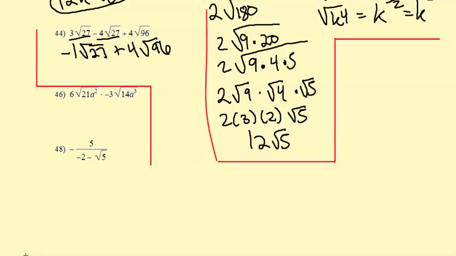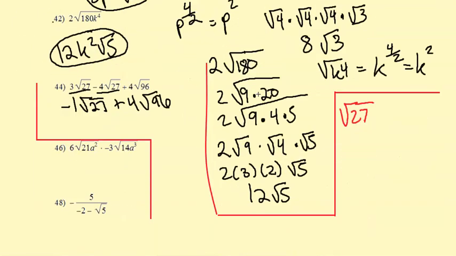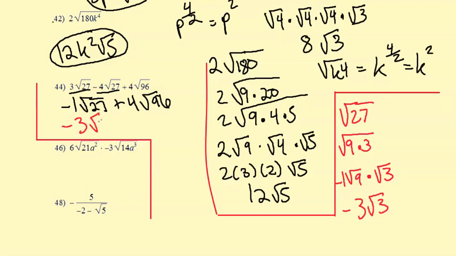Okay, let's simplify the square root of 27. The square root of 27, we can factor out a perfect square of 9. 9 times 3 is 27. So then we have the square root of 9 times the square root of 3. And then we have negative 1 in the front. So we have negative 3 square root 3. So this would reduce to negative 3 square root 3.